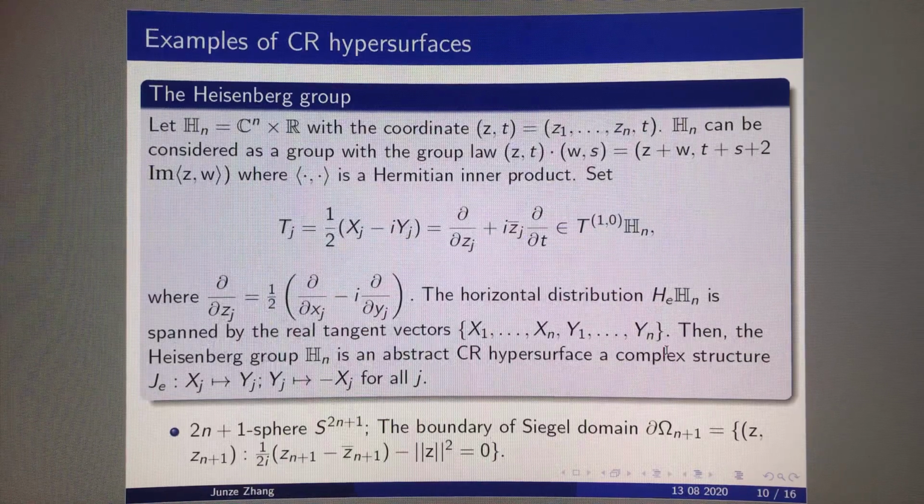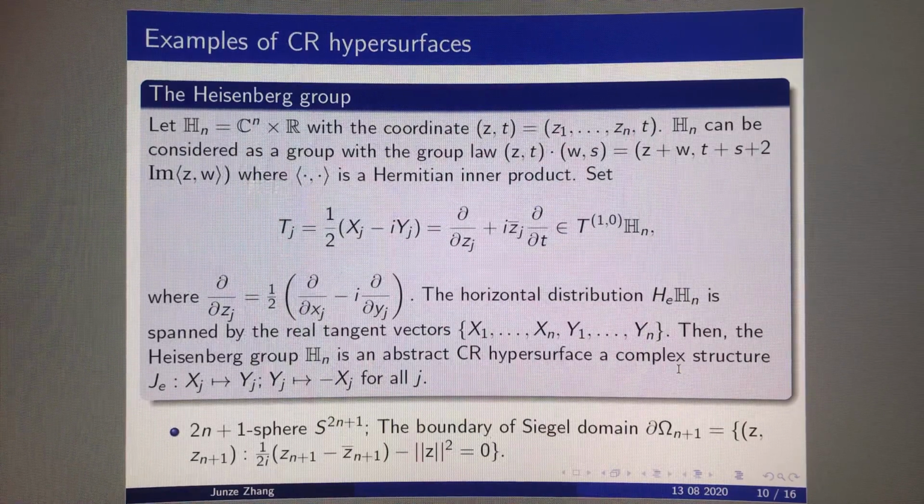In this case, by a simple calculation, we can see that the Nijenhuis tensor is equal to 0. In other words, this almost complex structure is a complex structure, and the horizontal distribution can be complexified. The Heisenberg group is an abstract CR manifold of type N1, and if the CR codimension is 1, we call this type of CR manifold hypersurface type, and hence the Heisenberg group is an abstract CR hypersurface.